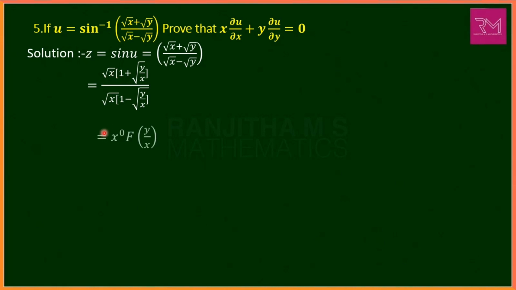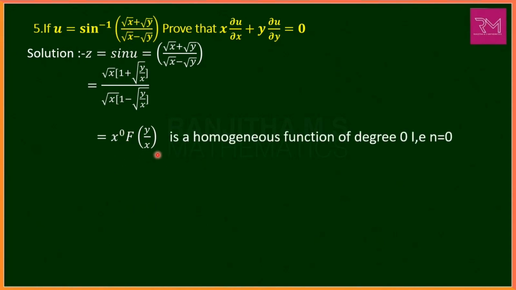Hence we get the value as x power 0 into, this is the equation of the form f of y by x. So the equation reduced to homogeneous equation. Hence we can conclude that this is a homogeneous function of degree 0. Here n value is 0. So this is a homogeneous function of degree 0. So we can substitute in the place of n as 0. Hence by Euler's theorem we have x into del z by del x plus y into del z by del y which is equal to n into z.